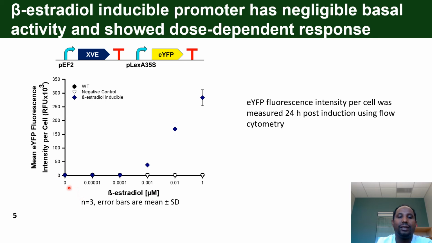As you can see, in the absence of an inducer, our system showed negligible basal activity, which is equivalent to the background signal coming from wild type or negative control, demonstrating no promoter leakiness. However, with increasing concentration of an inducer, we observed an increasing fluorescent intensity. This is in a dose-dependent manner. It shows that our system is tunable in a dose-dependent manner.